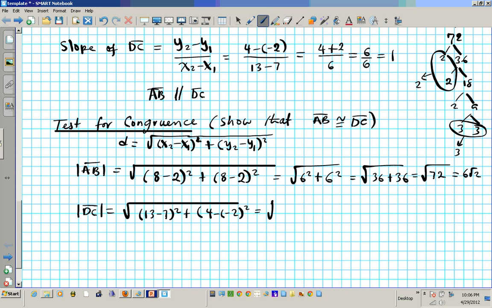Okay, so that becomes the square root of 13 minus 7 is 6 squared. 4 minus minus 2 is the same thing as 4 plus 2, right? So it's going to be plus 6 squared, because the two negatives become a plus right here. So 4 plus 2 is 6. So that becomes square root of 36 plus 36. That is exactly what we have up here, right? Root 72, which is equal to 6 root 2. So since the distances are the same, we can conclude that segment AB is congruent to segment DC.